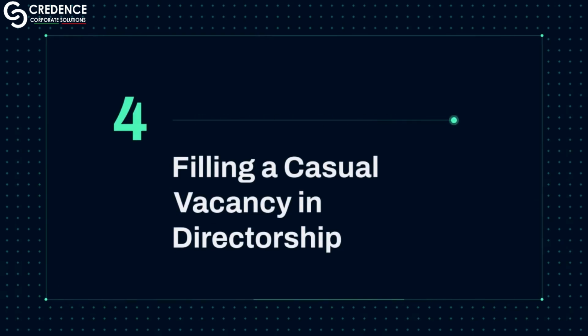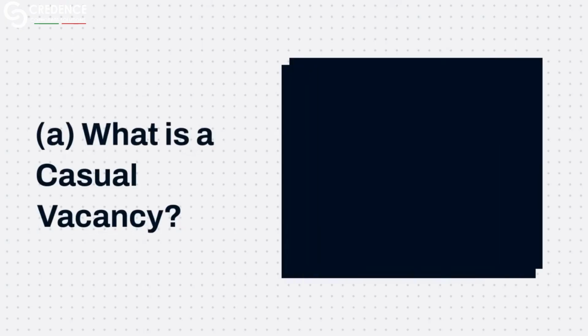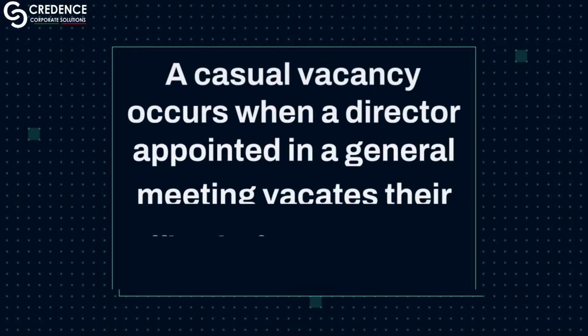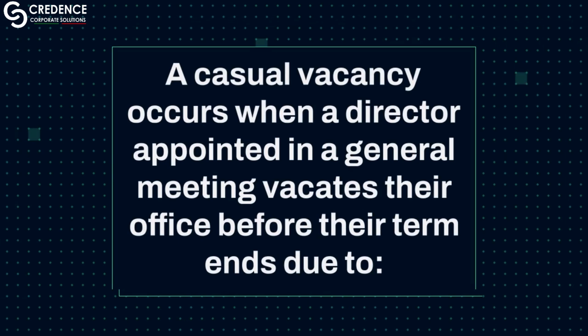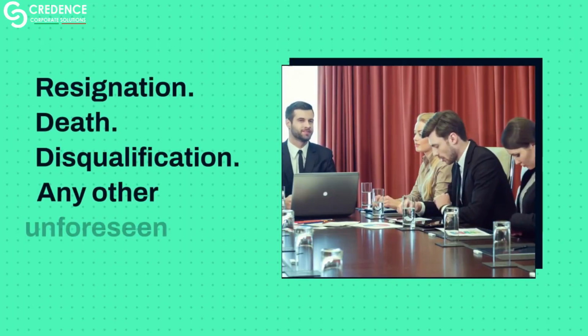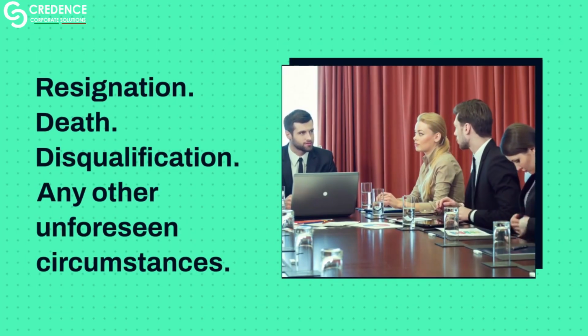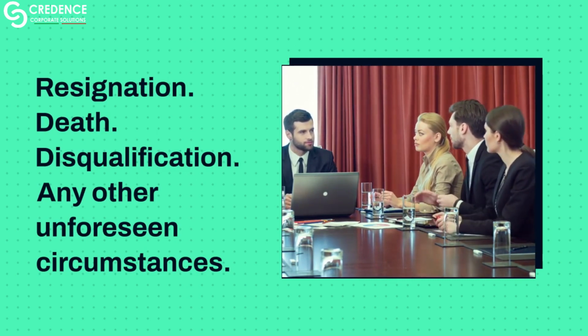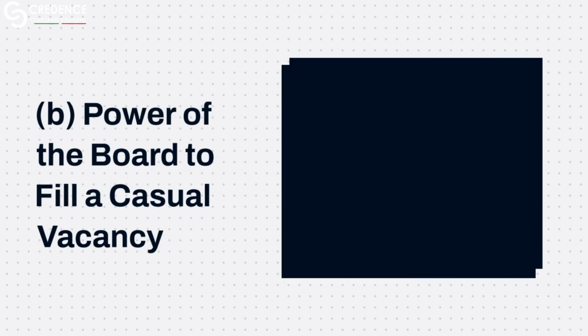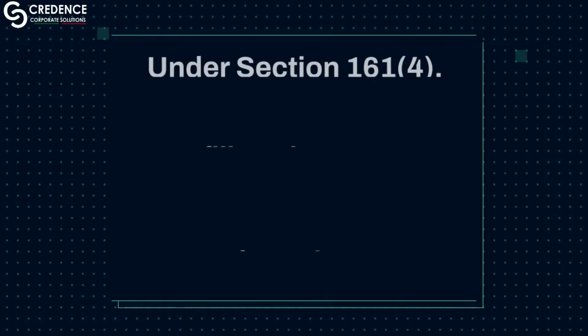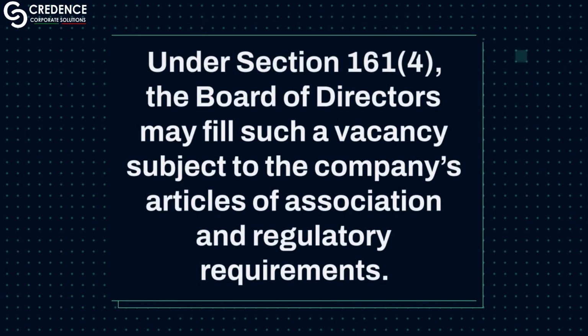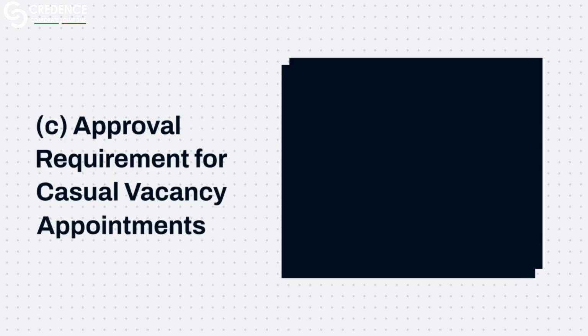4. Filling a casual vacancy in directorship. A. What is a casual vacancy? A casual vacancy occurs when a director appointed in a general meeting vacates their office before their term ends due to resignation, death, disqualification, or any other unforeseen circumstances. B. Power of the board to fill a casual vacancy. Under Section 161(4), the Board of Directors may fill such a vacancy subject to the company's Articles of Association and regulatory requirements.